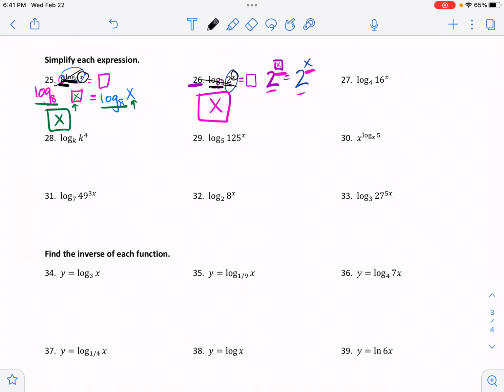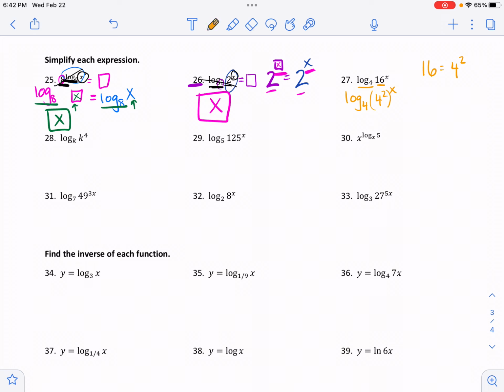But look, for example, here at problem 27, where we have a log base 4 and then we have a 16. So here the bases do not match, but I know that 16 is the same thing as 4 to the second power. So instead of 16, I'm going to think of this problem as log base 4 of 4 to the second, and then we still have this x exponent that I need to include. So there's the x exponent.